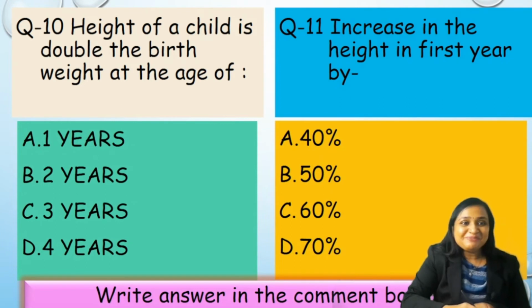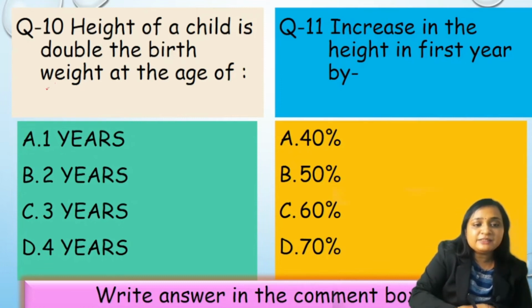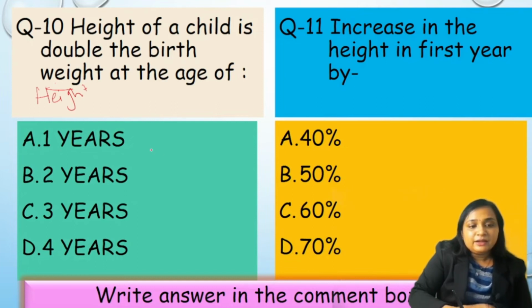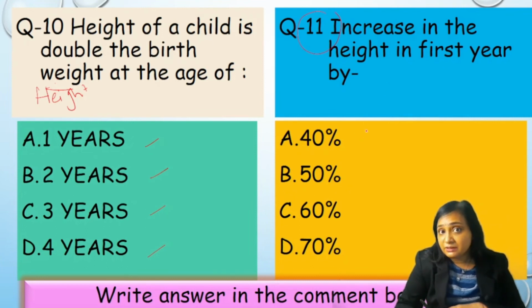Trivia time. Question number 10. Height of a child is double the birth height at the age of, sorry, it's a typing mistake, here it is height, not weight. At the age of A, 1 year; B, 2 year; C, 3 year; or D, 4 year. Question number 11. Increase in the height in the first year is given in percentage, right? Again it's simple math. A, 40; B, 50; C, 60; or D, 70.